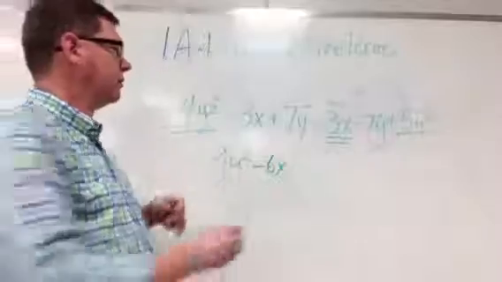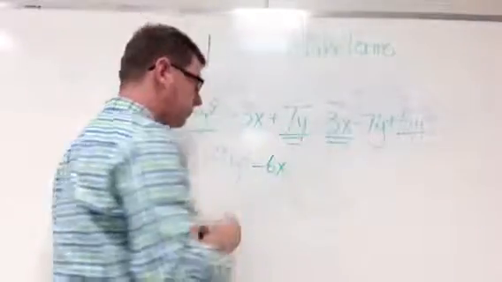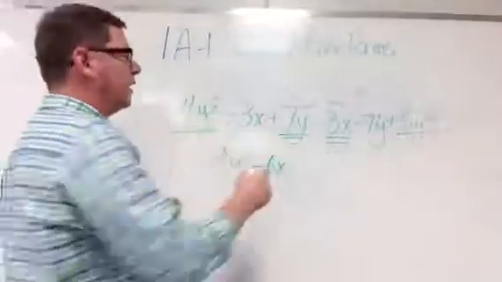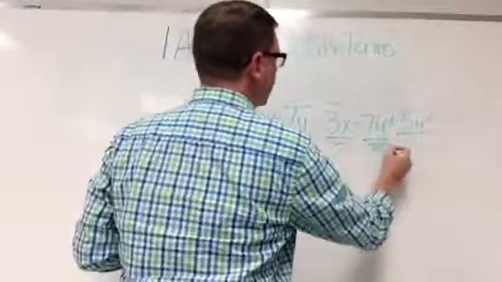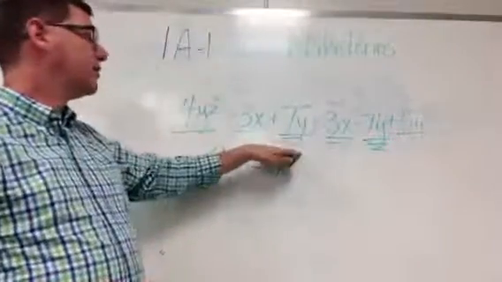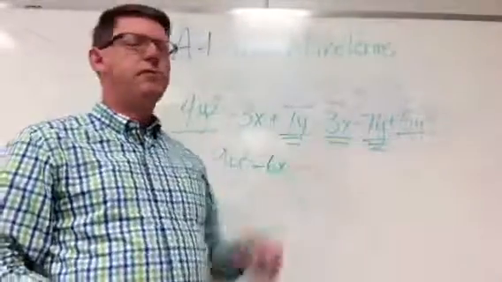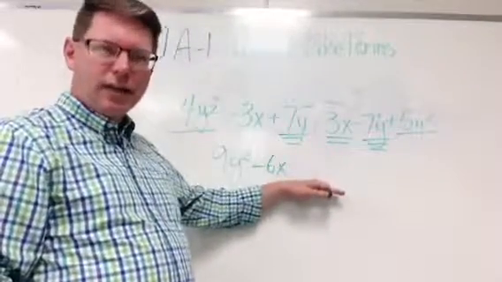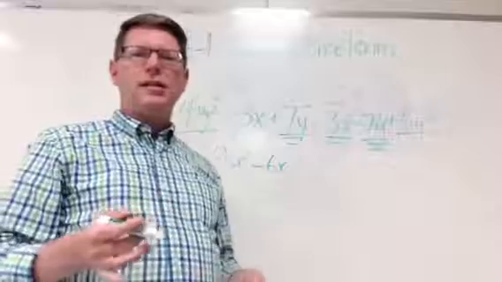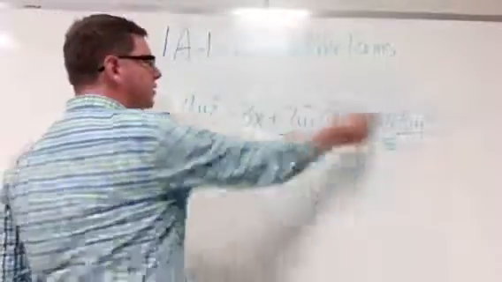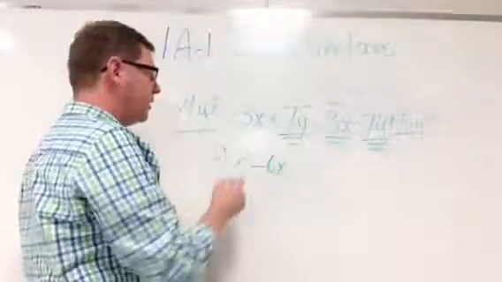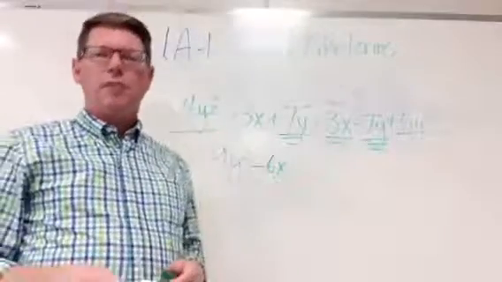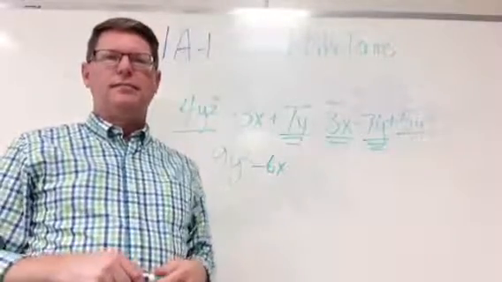And do I have any other y's? Why, of course I do. I've got a positive 7y and a negative 7y. And I know that 7y minus 7y is 0, so I don't put anything. I just leave it blank. So the simplified long statement is 9y squared minus 6x.